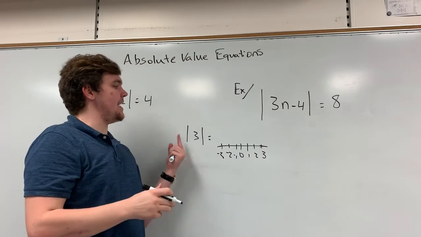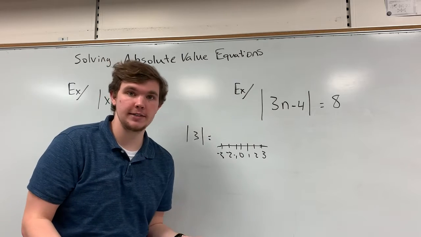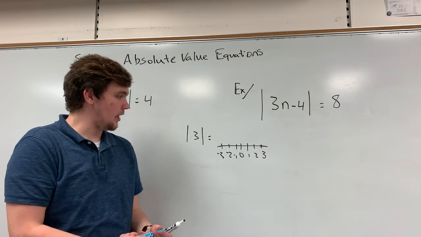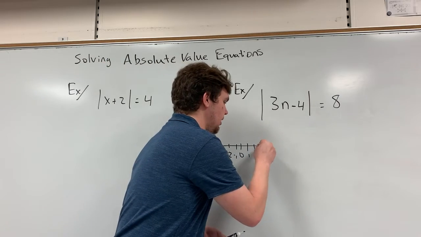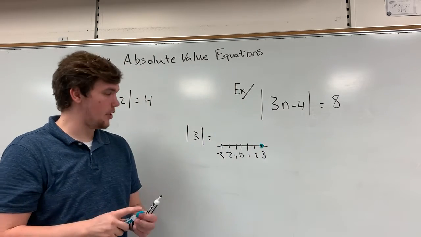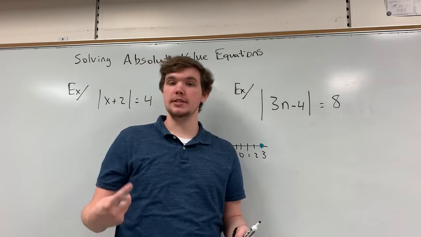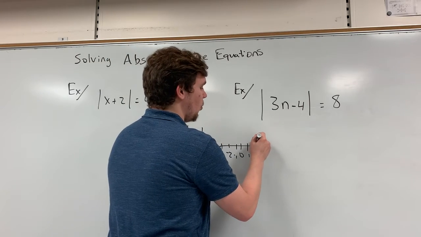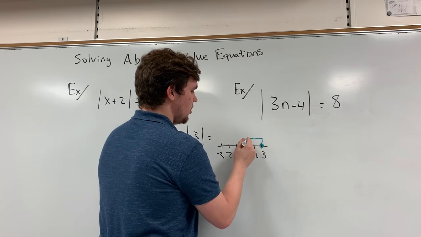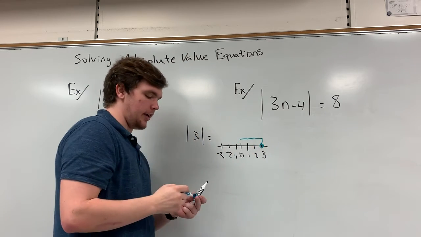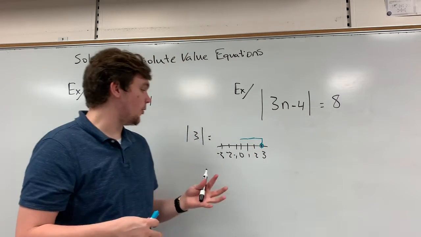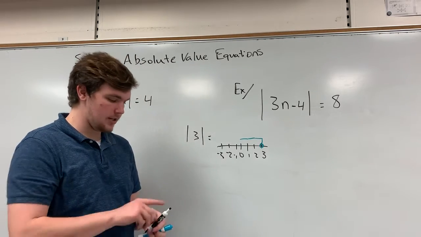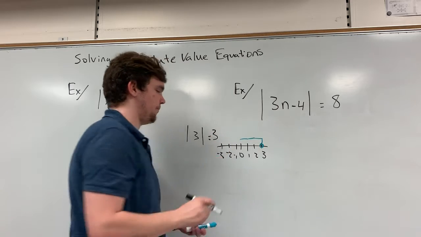So the absolute value of 3 is, well, where is 3 on a number line? On a number line, 3 is right here, okay? And what is my total distance from 0? Well, I'm 1, 2, 3 units away from 0. So the absolute value of 3 is just 3.